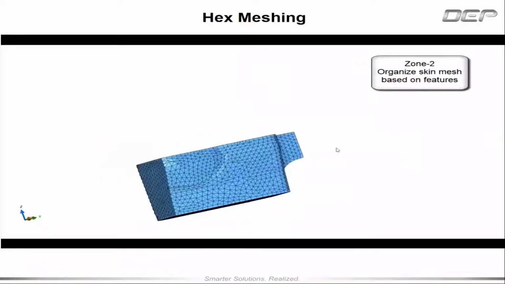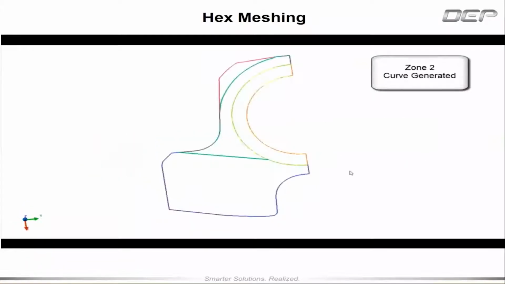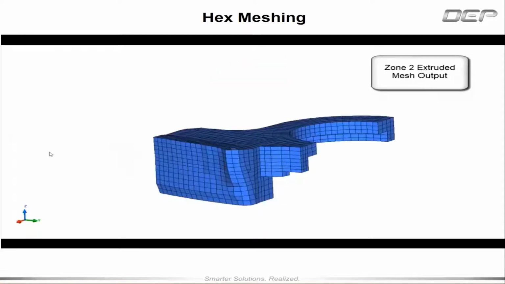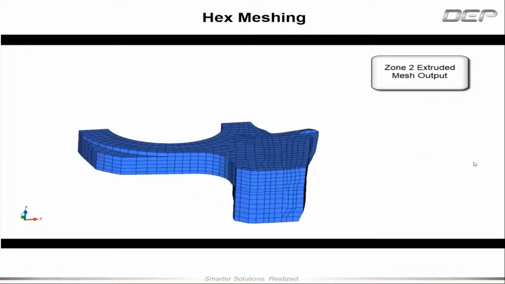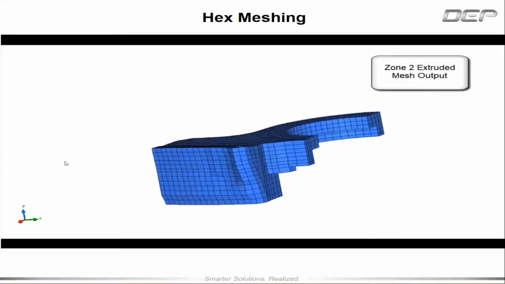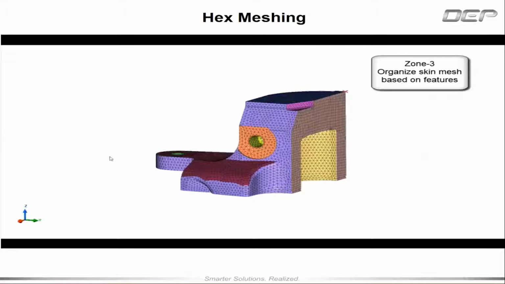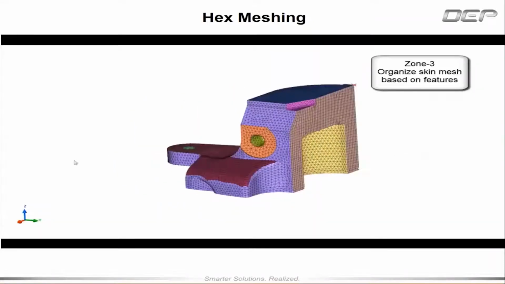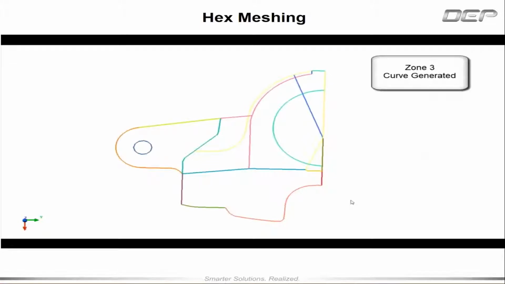Similarly, we'll be doing it for zone 2. We will take the outer geometry, identify the features, mesh the features, and then use our extruded hex mesh to create a nice core mesh. This was about the second zone. Similarly, we'll do it for the third zone too. And meanwhile, as we are doing it, we will nicely maintain the connectivity between the first zone, second zone, and third zone.